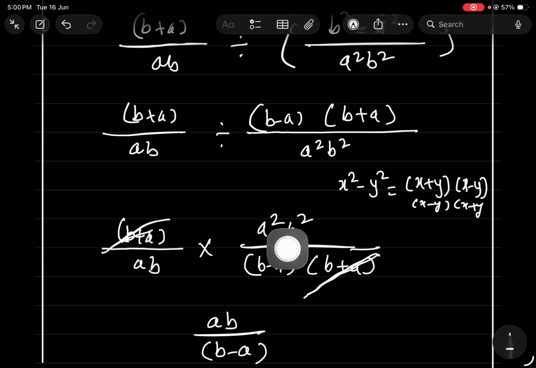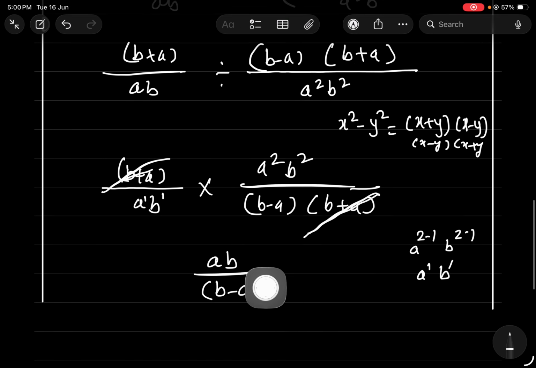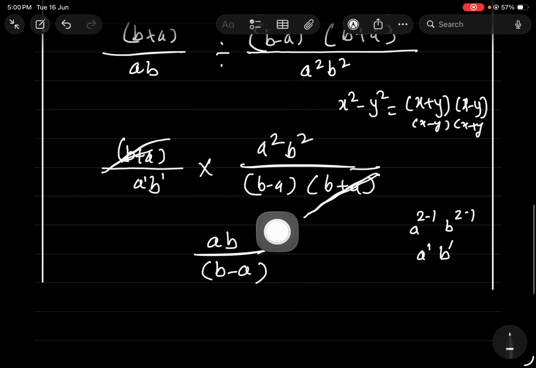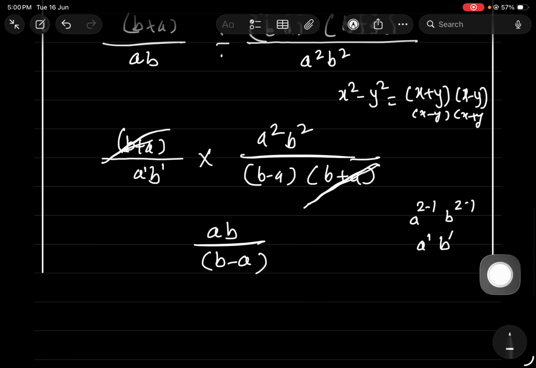Then see here, a square b square upon ab, so here ab is there, and this ab upon a, here a square upon b, so it can be divided. Simply, for a and b, here 1 is there, so it can become like this also. You can write 2, so it will come a and b will mean 1, so that ab is written in the numerator place, and then only here the denominator b minus a. So this is your final answer, ab upon b minus a.